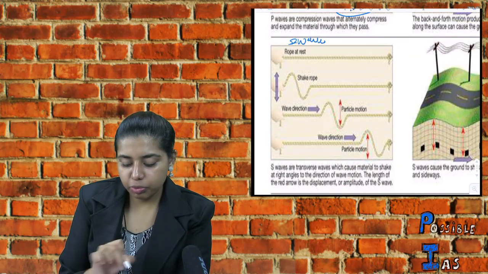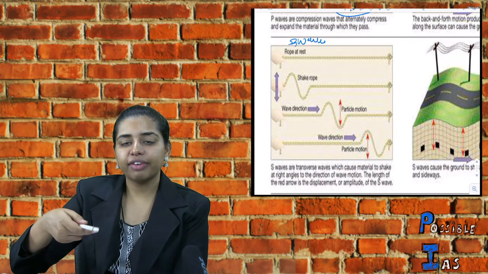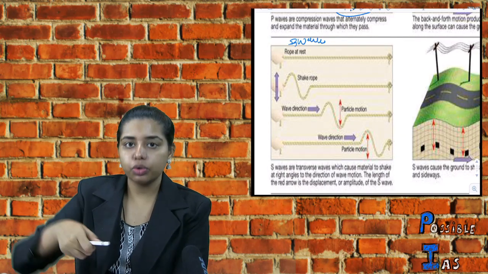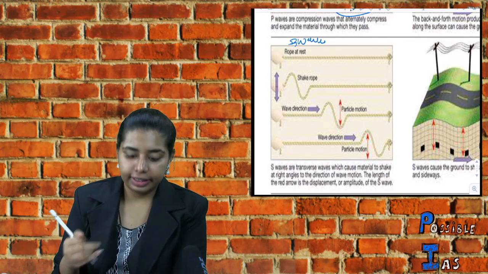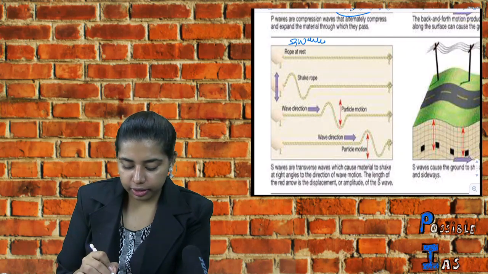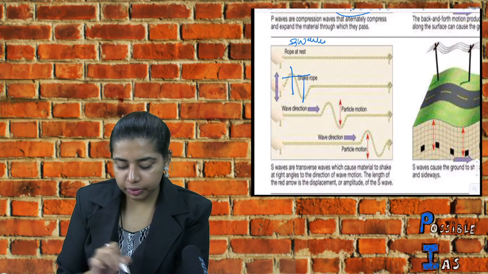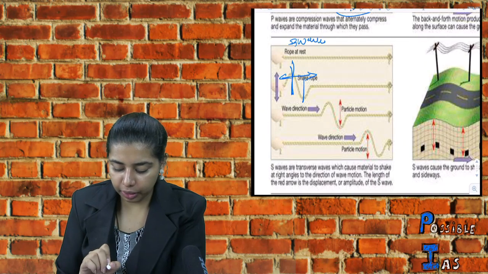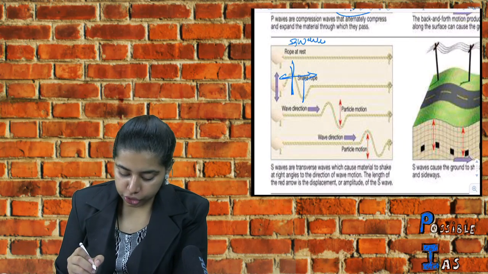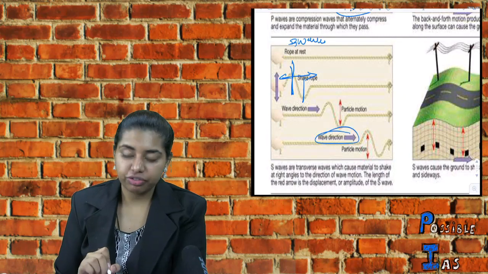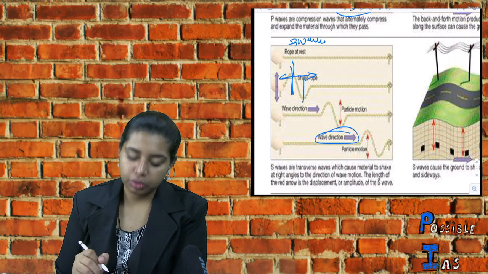So how do S waves move? If you take a rope and tie one end of the rope on the surface and you give a jerk on the other end, how will the material move? The particles will move perpendicular to the direction of wave motion, going up and down. So the particle motion is perpendicular to the wave direction. Okay, so that is how the S waves move.